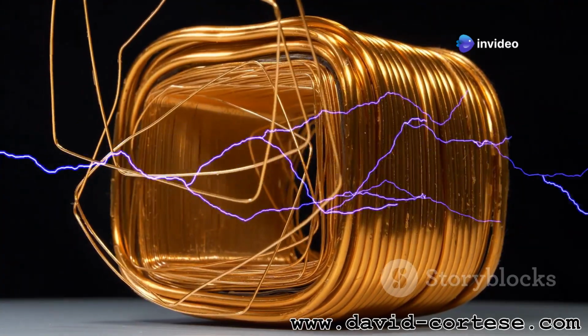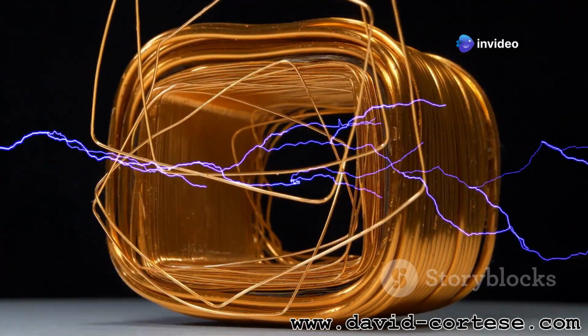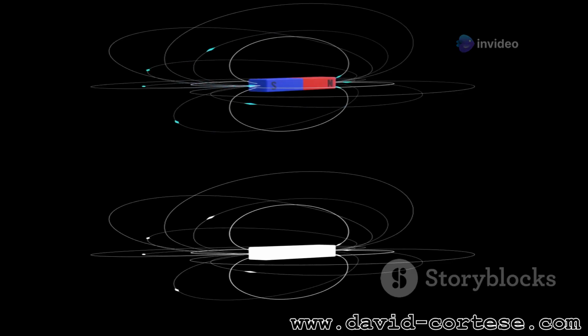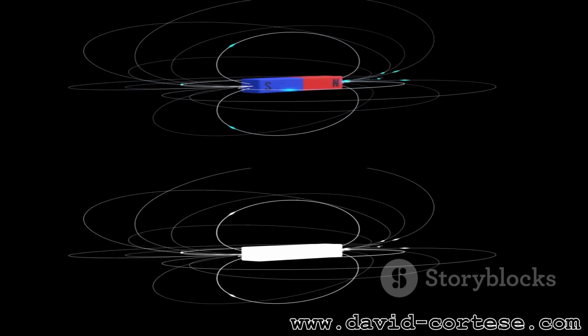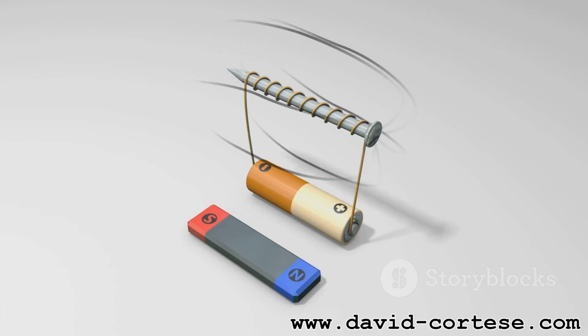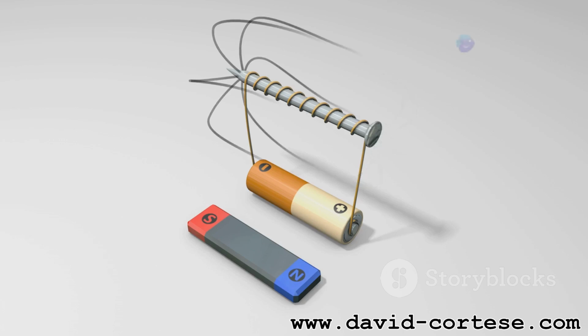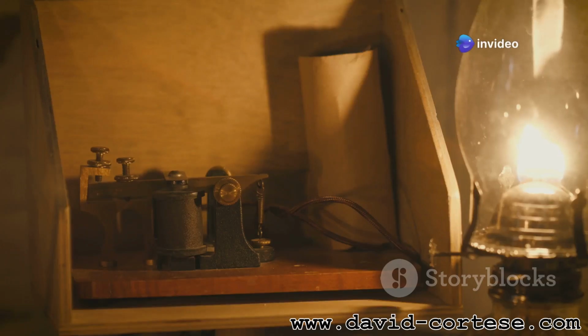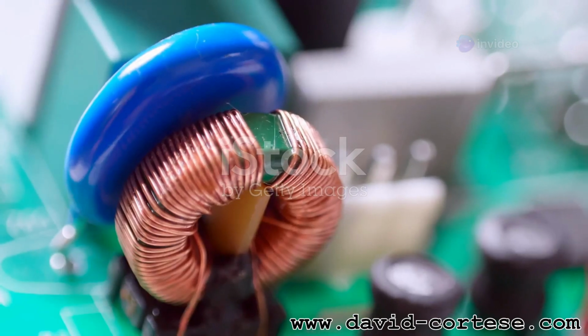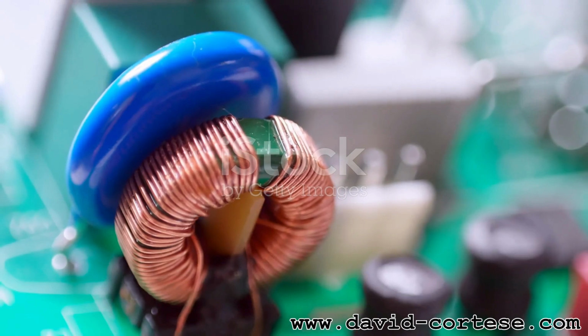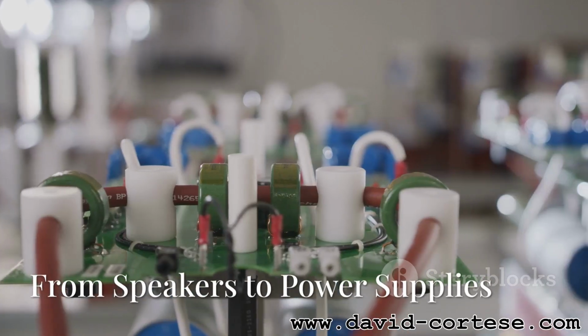When electricity flows through the coil, it creates a magnetic field around it. What's fascinating is that this magnetic field resists changes in current flow. It's like the inductor has inertia when it comes to changes in current. The unit of inductance is the Henry, H, named after the American scientist Joseph Henry. A larger inductance means the inductor can store more energy in its magnetic field.